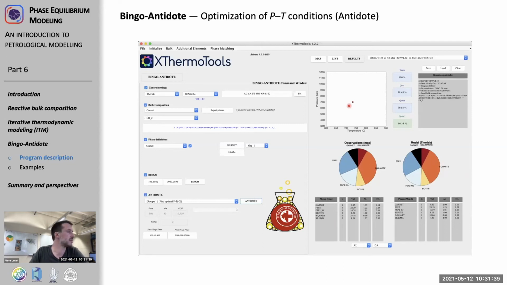And here the result is 733 degrees and 0.7 GPa. You have the values here of the Q parameter, the QASM 100%, Q volume 98%, and the QCMP, that is 90% in this example. So the Q total is 96%. And you see you have a perfect match between your observations and the model for those conditions. And the tables below will show you the composition of your phases in the observation and in the model.